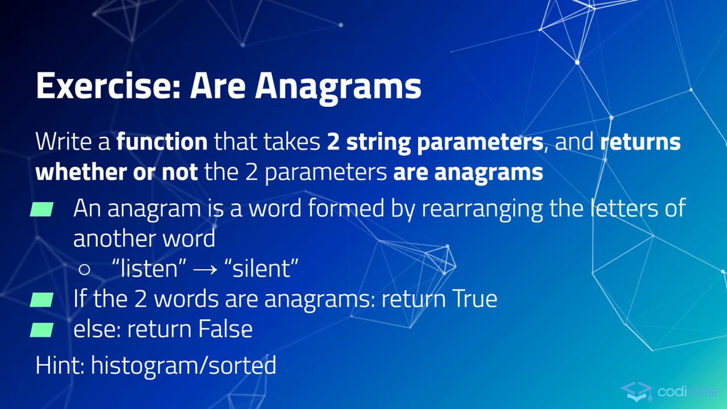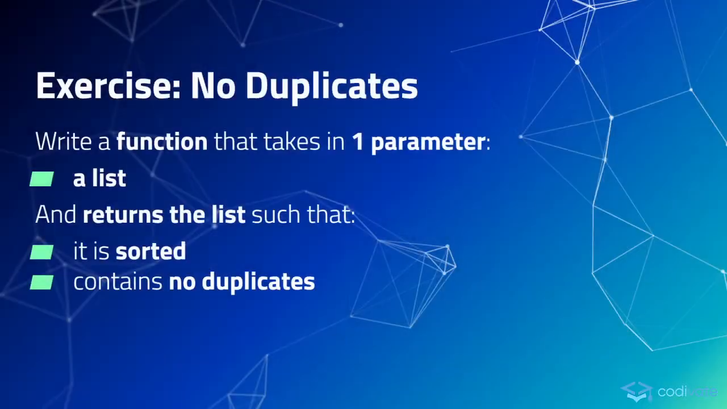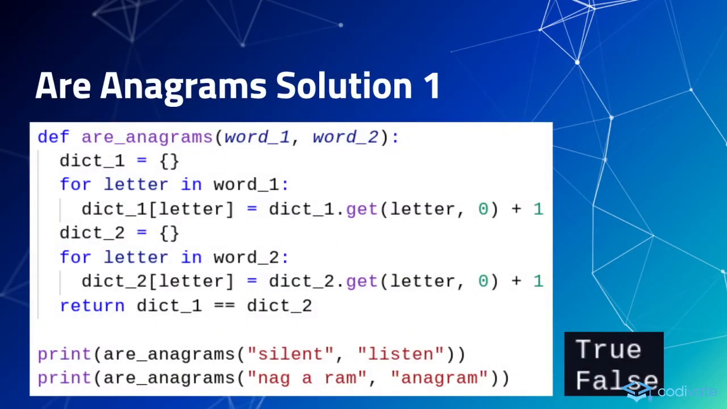So there are 2 possible approaches for this one. We're going to go over both of them. One involves making a histogram for the letters and checking if the histograms are equal. Another one is a bit more simple and it involves sorted. Let's go over the first solution with dictionaries.